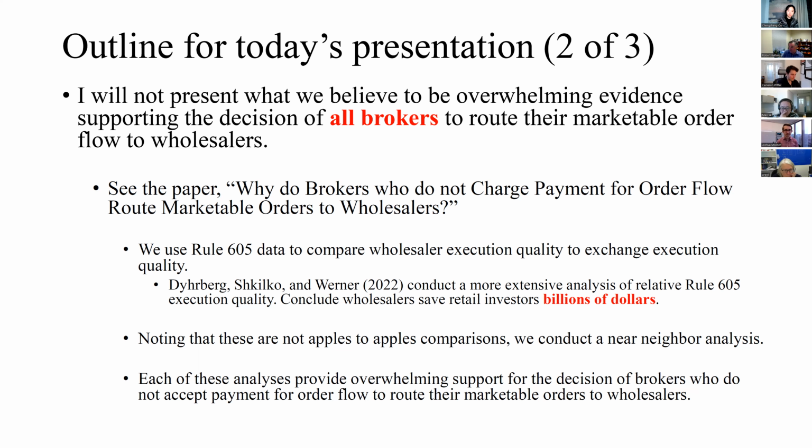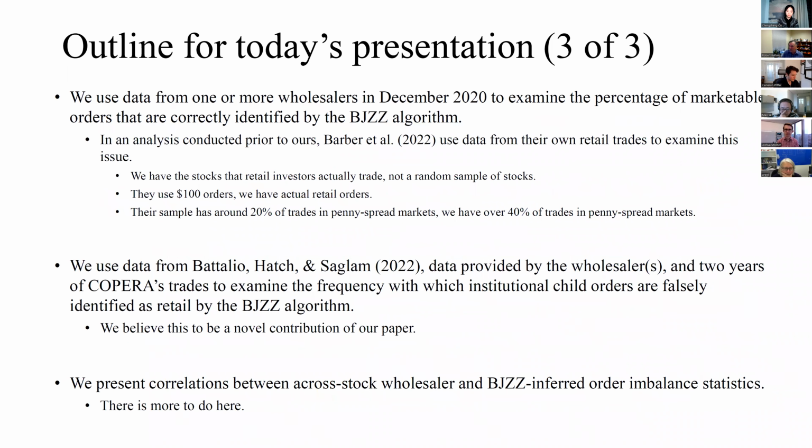And so in the paper that we'll post, we do a near neighbor comparison, which is almost like a horse race, and we look at orders simultaneously routed to the wholesaler and to an exchange. And that evidence, again, suggests that it fully supports the decision to route marketable orders to wholesalers.